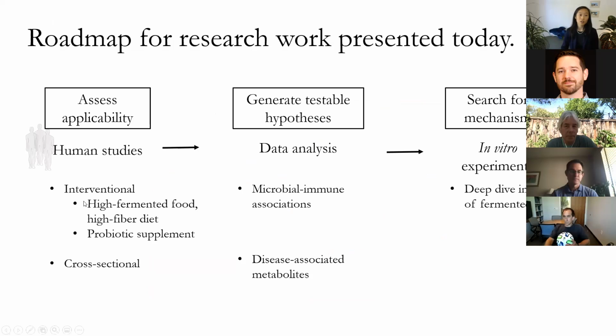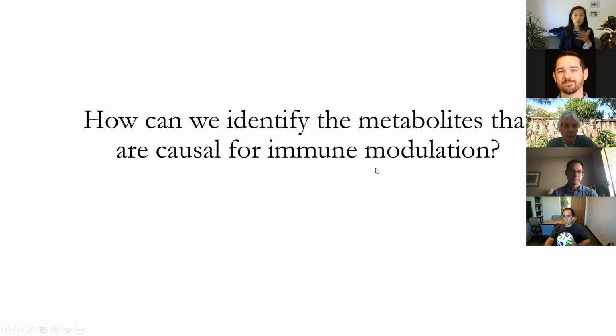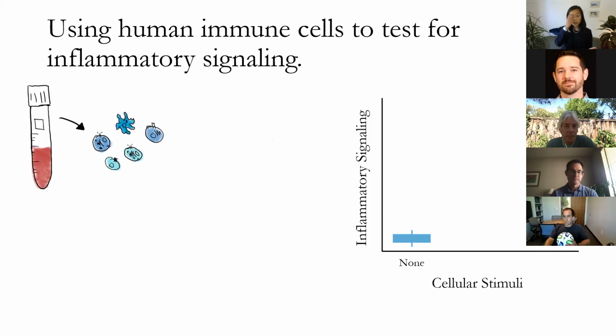So we take all of these human studies that we did, the data analysis that suggests microbial immune associations, disease-associated metabolites that are produced over time during fermentation. Which of these are actually causing changes to the immune system, that causality? Okay, so the first question is, how do we even test this? How do we test immune modulation?